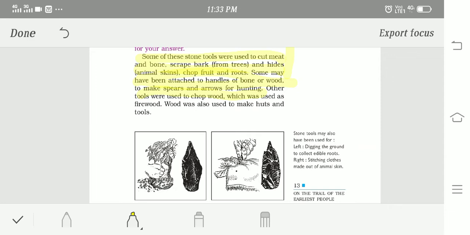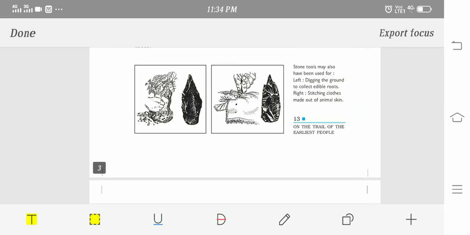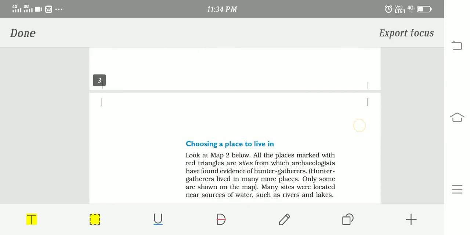So this is how the tools were very, very important for the people in earliest times, because they used to live in the forest, and in the forest you need some weapons to live. After all, you need to protect yourself. Now move further. Let's see the next page.